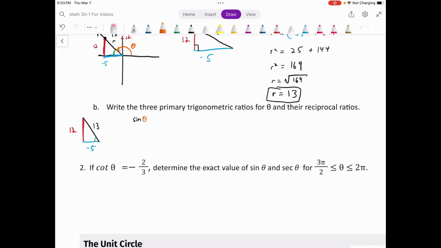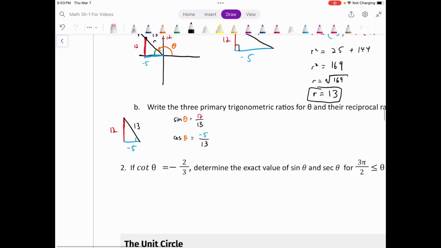Thinking about this reference angle, sine of our angle theta is going to be y over r. Y is 12, r is 13. Opposite over hypotenuse. Done. What's cos of theta? Well, cos is adjacent, x, over hypotenuse, r. So cos of theta will be -5 over 13.